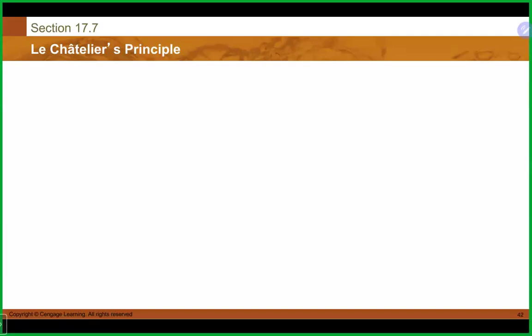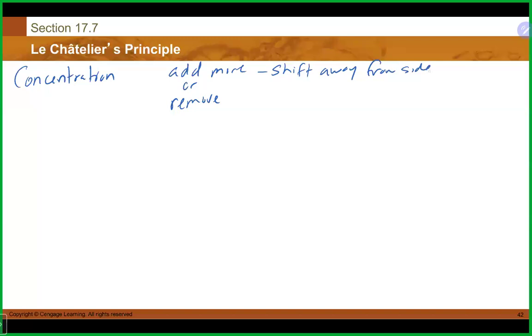So the first thing we're going to talk about is concentration. And basically, there's two things you could do with concentration. You could either add more or you could remove. And when we add more, it will always shift away from the side we added it to.